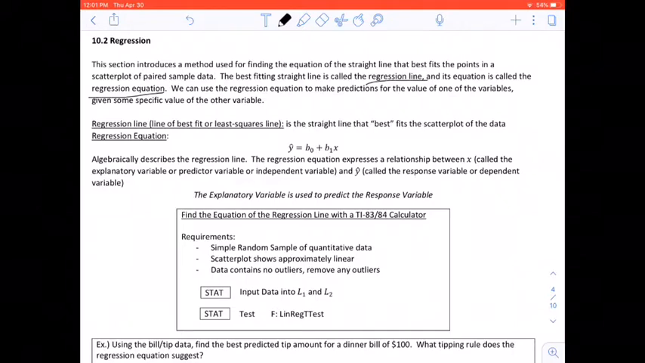The regression line, or the line of best fit, or a least squares line, is a straight line that best fits the scatter plot of the data. Our regression equation is going to be y hat is equal to b naught plus b1 times x. It algebraically describes the regression line. The regression equation represents a relationship between x, called your explanatory variable or predictor variable or independent variable, and y hat, which is called your response variable or dependent variable. So the explanatory variable is used to predict the response variable.